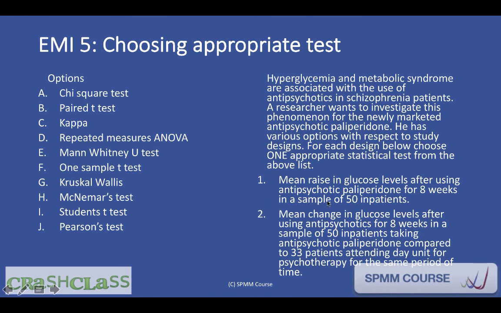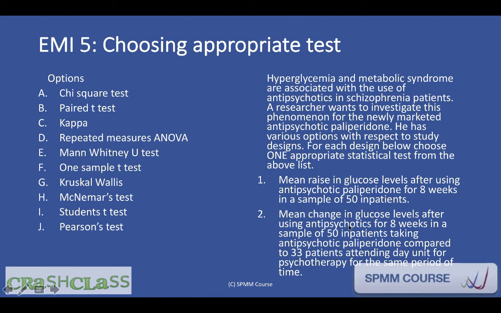So first question, mean rise in glucose level after using antipsychotic paliperidone for 8 weeks in a sample of 50 inpatients. So you have 50 patients, okay, and what are you comparing? Before and after. Okay, how much rise takes place after 8 weeks? So you're comparing before and after, only one variable, glucose level, univariate. Assume it's parametric because they're not telling you anything different. So assume it's parametric because all biological variables are parametric. So you have a normally distributed single variable, you're interested in mean values, and you have a paired observation. So you do a paired t-test, B.